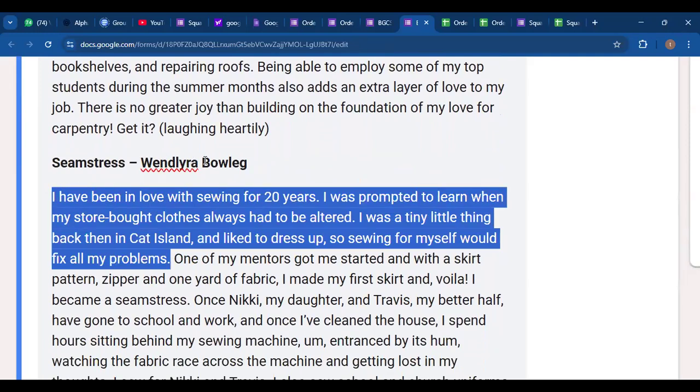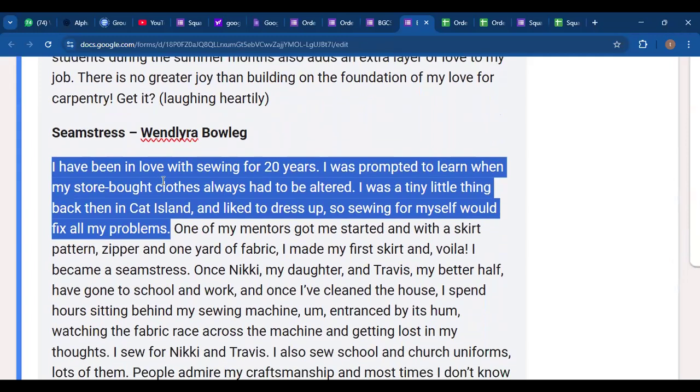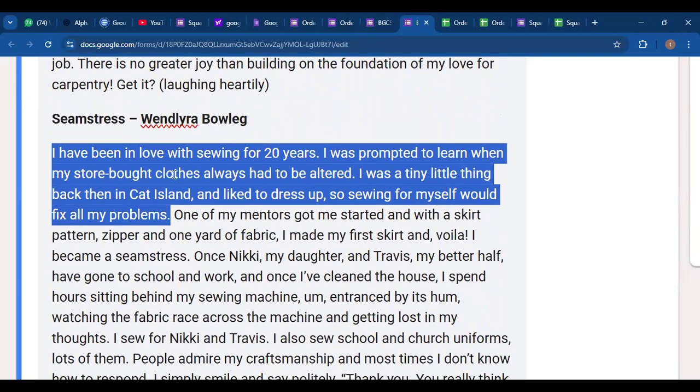I have been in love with sewing for 20 years. I was prompted to learn when my store-bought clothes always had to be altered. I was a tiny little thing back then in Cat Island and liked to dress up. So sewing for myself would fix all my problems.